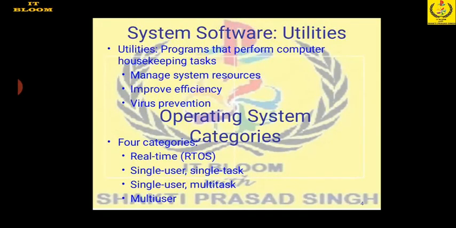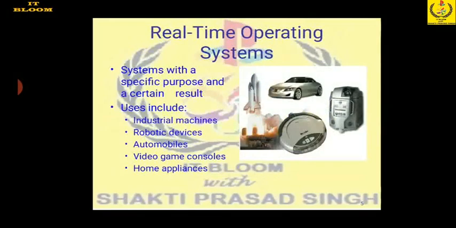Operating systems are categorized into four main categories, depending on their utilization and their performance: real-time operating system, single-user single-task operating system, single-user multitasking operating system, and multi-user operating system. Now, the first one is the real-time operating system.